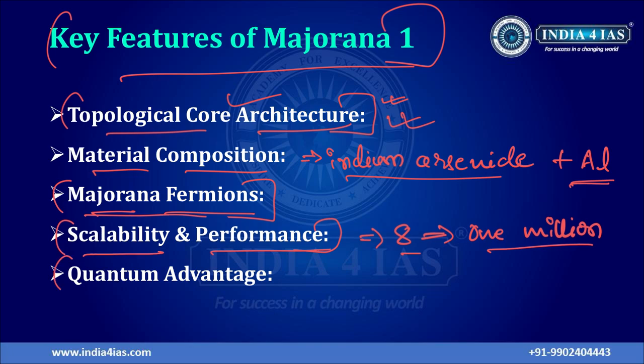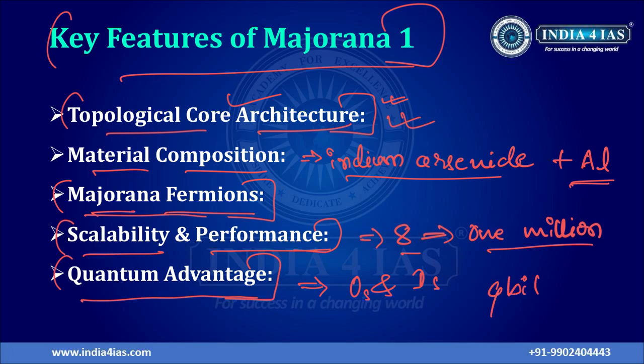Then the next key feature is quantum advantage. So what is quantum advantage? The classical or digital computers use binary bits, zeros and ones. So they use binary bits, whereas the quantum computers utilize qubits.